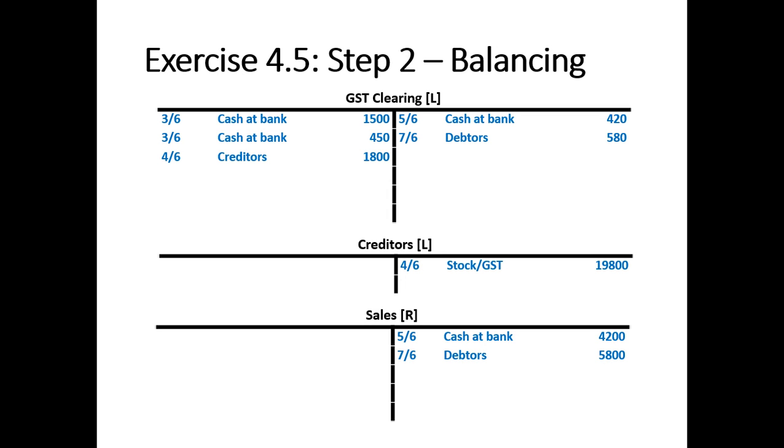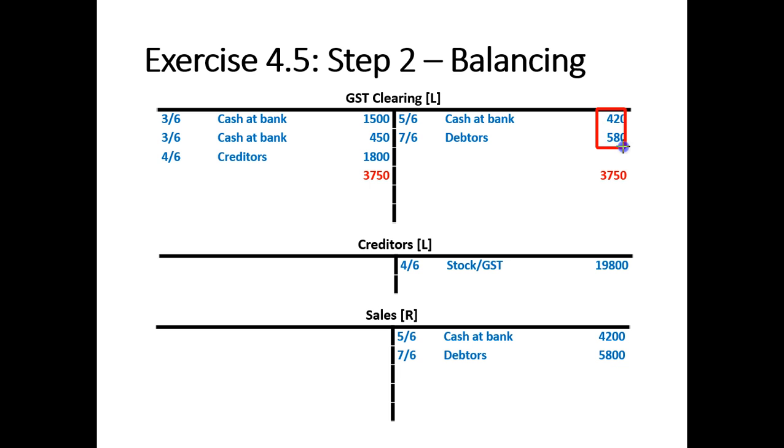GST clearing, another ledger that can have a debit or a credit balance. So what we need to do is add up both sides just to be sure. We'll add up there, and we'll add up these, and we'll see which side's bigger. So in this instance, it's going to be the debit side. So we'll write the total there, and we'll carry it over to the credit side.